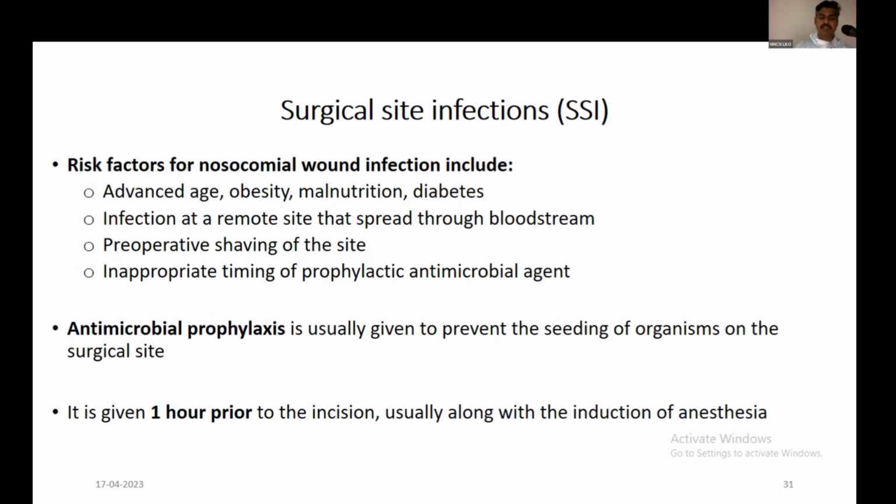Antimicrobial prophylaxis is usually given to prevent the seeding of organisms at the surgical site. Usually, it is given 1 hour prior to the incision along with the induction of anesthesia. You can simply remember that antibiotics which cover gram-negative organisms can be given within 60 minutes of incision, and for gram-positive coverage, you have to give it about 2 hours before the surgery, 120 minutes.